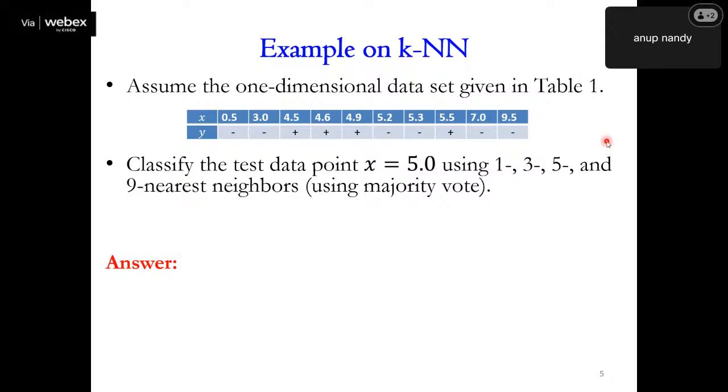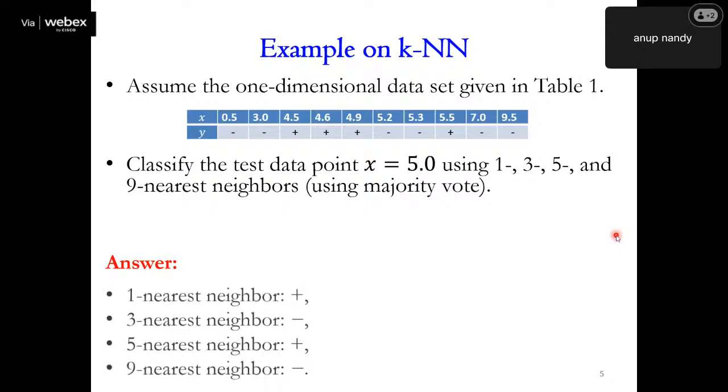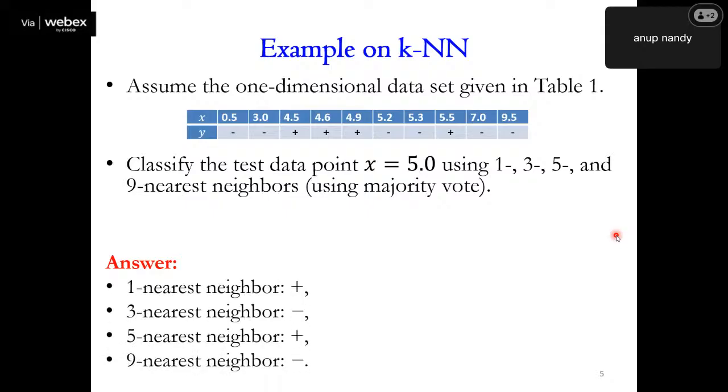Now you have to classify the test point x equal to 5.0, which is given, and apply the first nearest neighbor rule, third nearest neighbor rule, fifth nearest neighbor rule, and ninth nearest neighbor rule using the majority voting technique. You can solve this by yourself also, and then find the answer. If you apply the one nearest neighbor, this point belongs to the positive class.